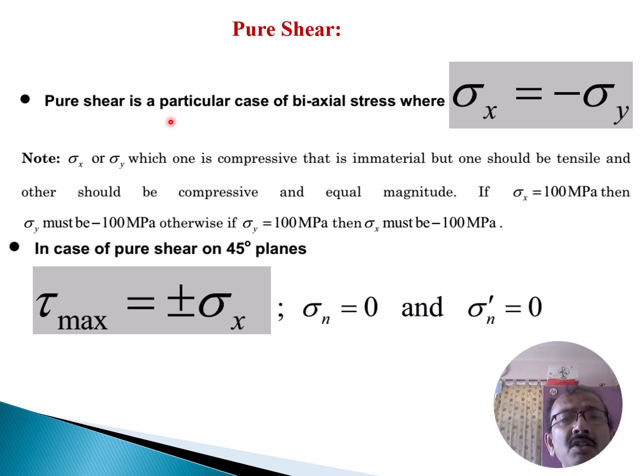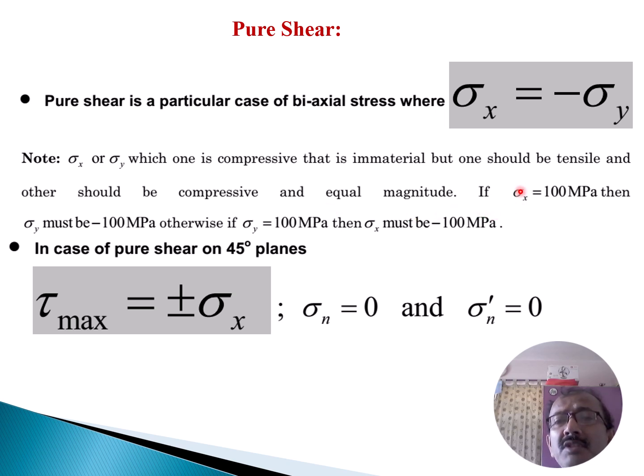Now the pure shear. Pure shear is a particular case of biaxial stresses where sigma x equals minus sigma y. That is the pure shear. So whether sigma x or sigma y is compressive is immaterial, but one should be tensile and the other compressive. So if sigma x is tensile, then sigma y, the other normal stress, should be the opposite, that means compressive.